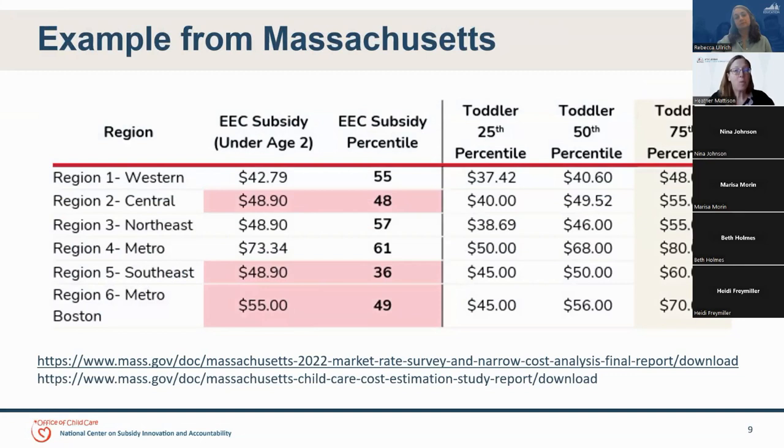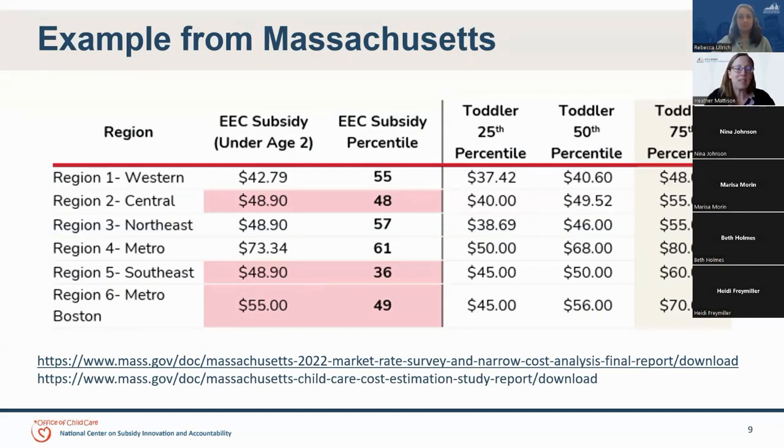So Massachusetts wanted to join us today, but unfortunately was not able to. However, they did share some examples with us that we're very grateful for. They completed a market rate survey and a narrow cost analysis in 2022, and their report includes many of the components we'll talk about today.